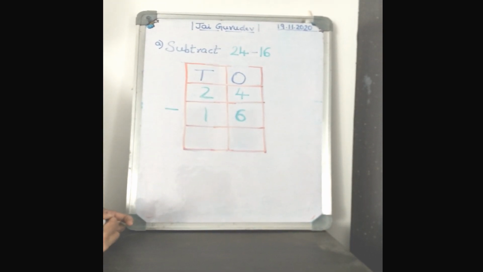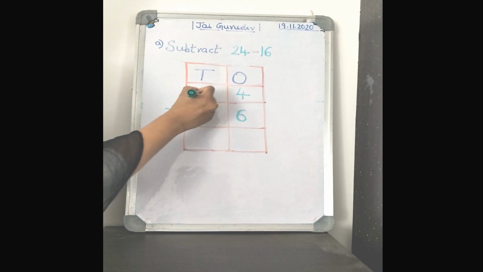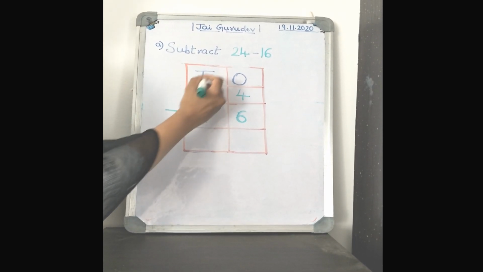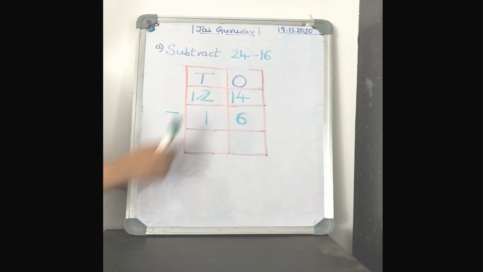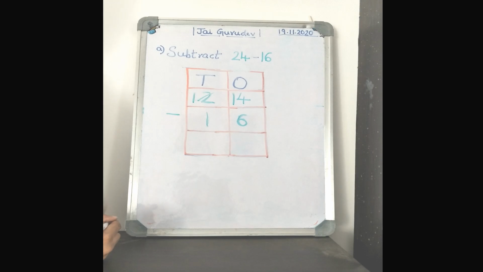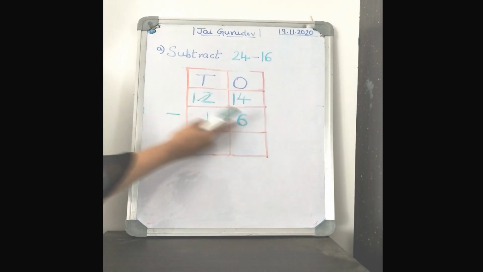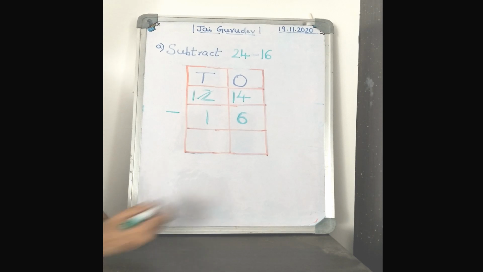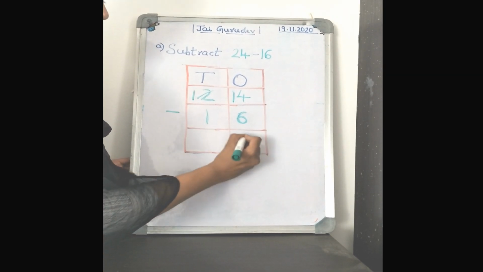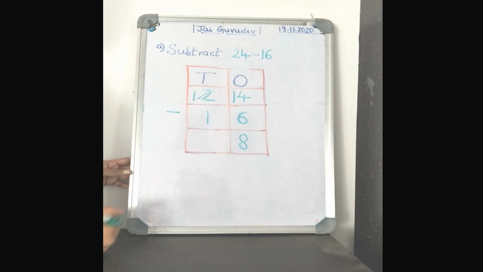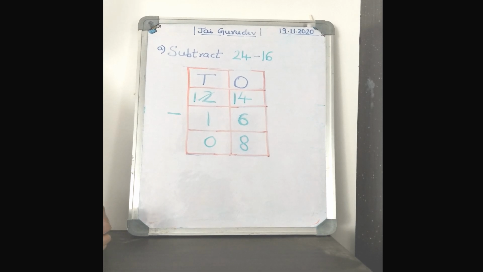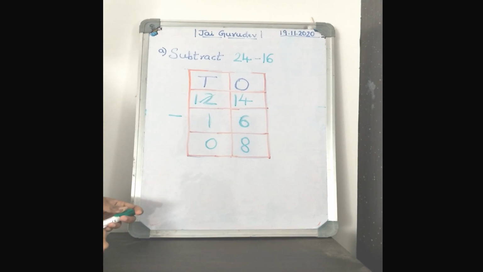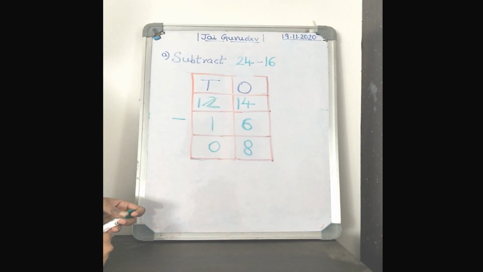As we know, the smaller number is on the top, we have to go to tens place to borrow 10. So 2 will become 1, and when we borrow 10, 4 becomes 14. Now we have the bigger number on top, and now we can subtract. So 14 minus 6 is, correct, it is 8, and 1 minus 1 is 0. So 24 minus 16 is equal to 8. Children, this is subtraction by borrowing method. Okay.